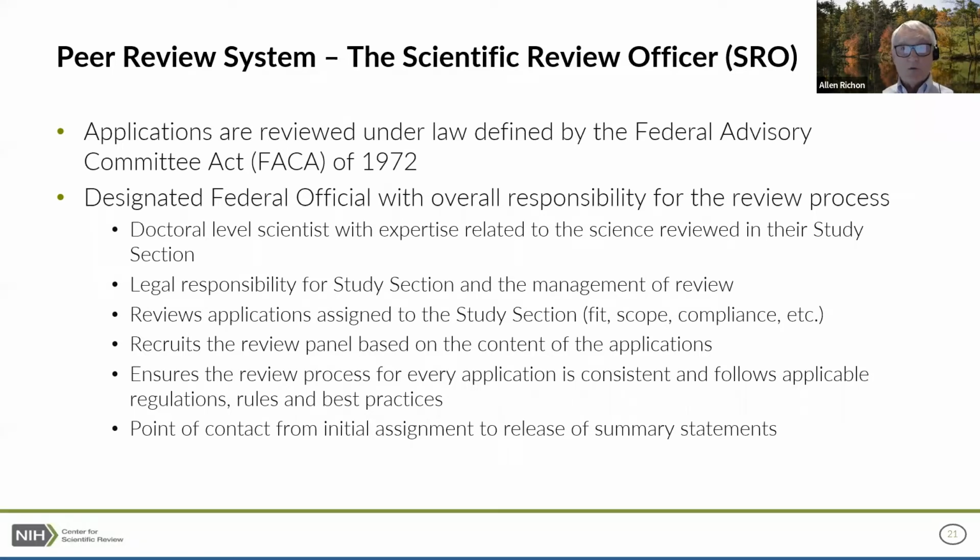SROs are going to be your initial point of contact from the time that the application comes into NIH until you receive your final summary statement. Once the summary statement is released, you go back to your program officer and work with them. So a little bit of a difference there.